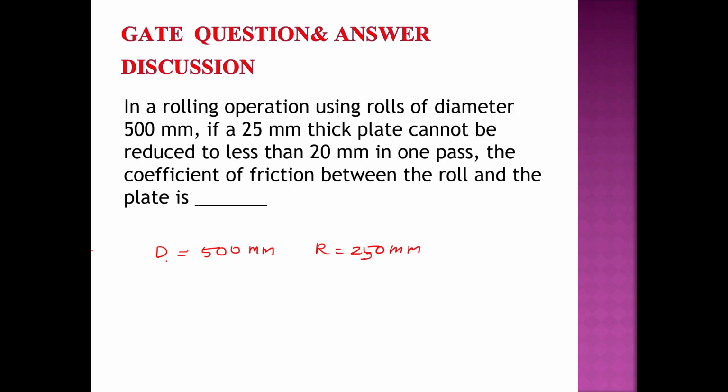Then the thickness of the plate, H1, the initial thickness, is 25 mm. It cannot be reduced to less than 20 mm, so we take H2 as 20. From that they are asking the coefficient of friction. These are the given data.